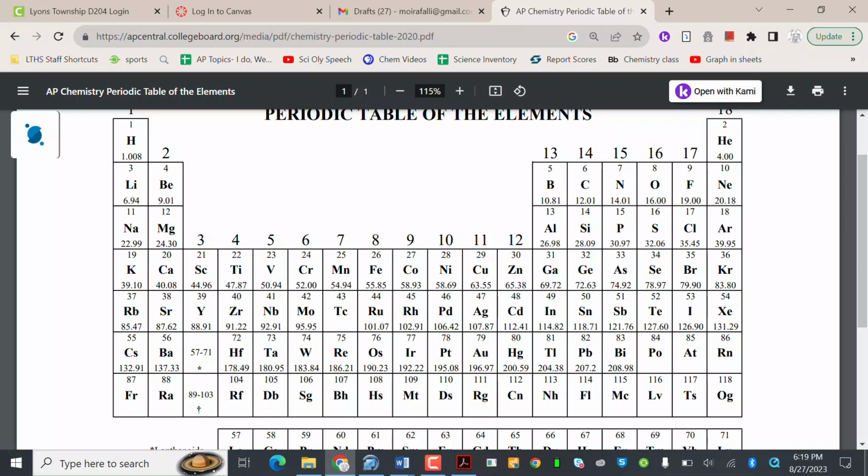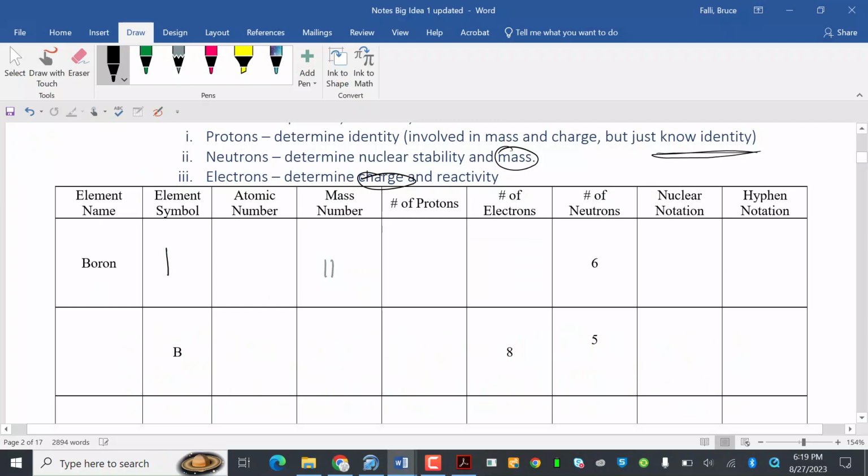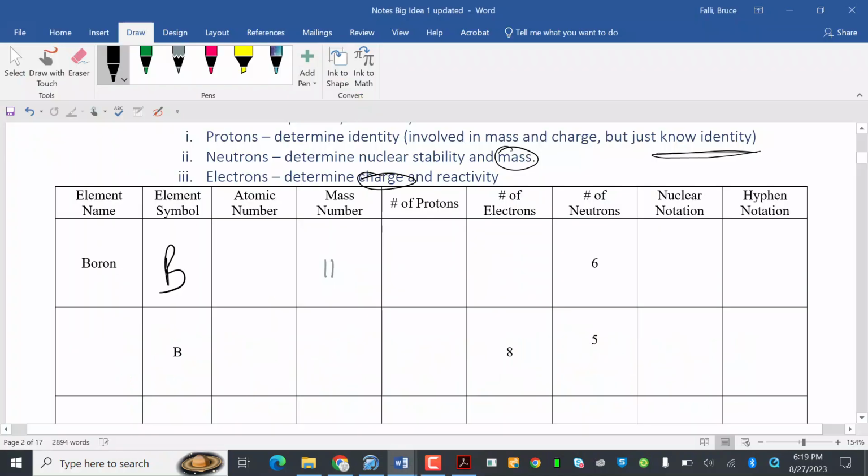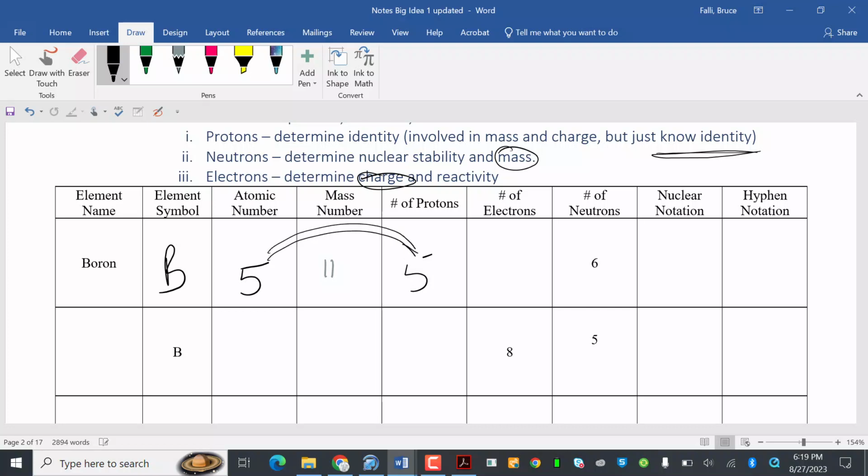So let's look at our friend boron. Our friend boron is right here. Yours, I think, has names on it. Its symbol is B. Atomic number, 5, the whole number. Atomic number is the number of protons. You got that? Determines the identity. That's why it's called the atomic number. So these will always be equal to each other. Number of electrons is going to be the same as protons.